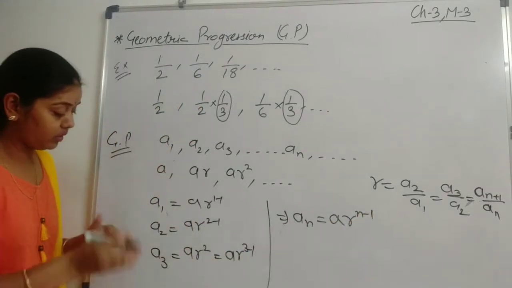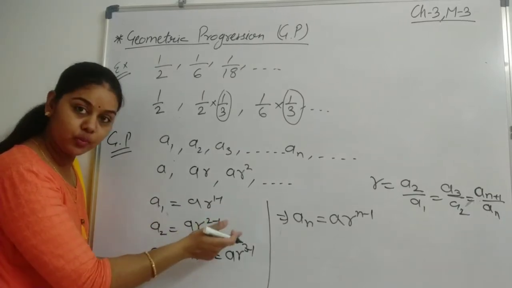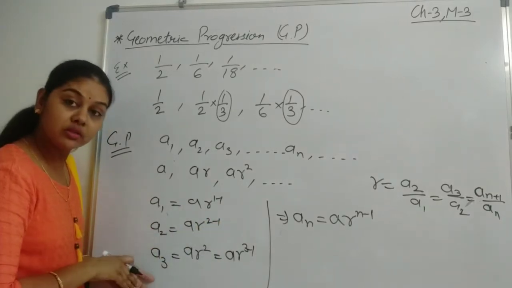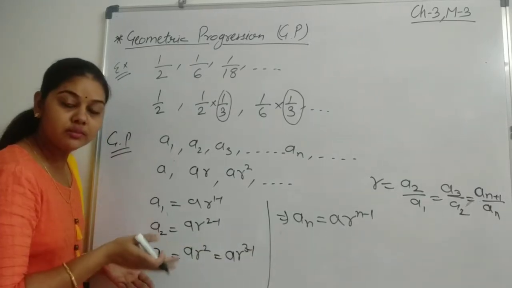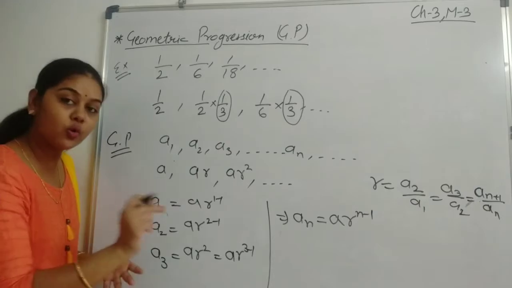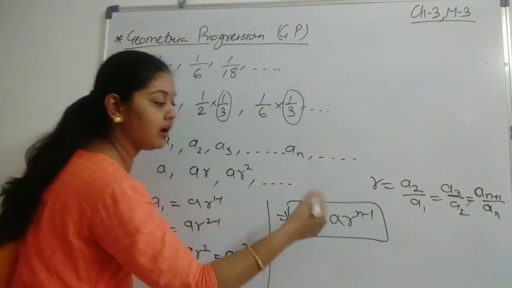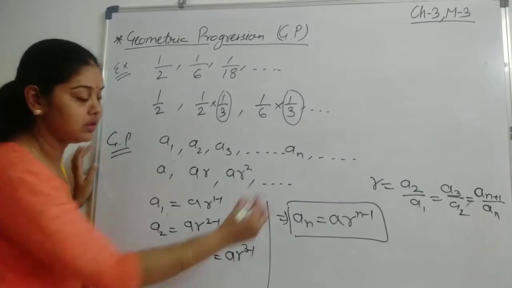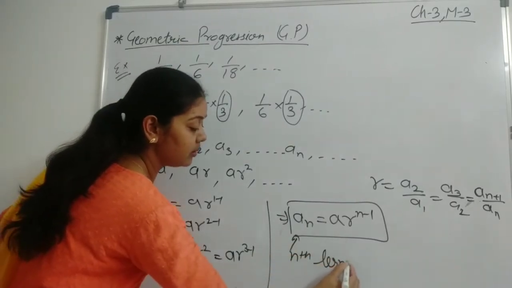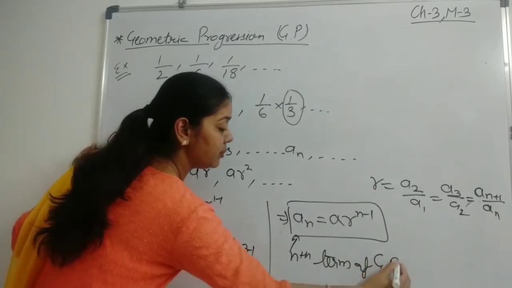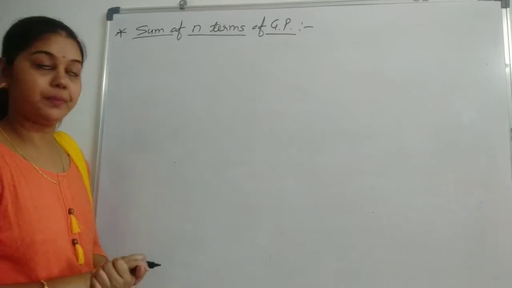When I am talking about the second term, it means r raised to power 2 minus 1. When we are talking about the third term, r raised to power 3 minus 1. Fourth term, it means r raised to power 4 minus 1. So An means a r raised to power n minus 1. This is called the nth term of a GP.